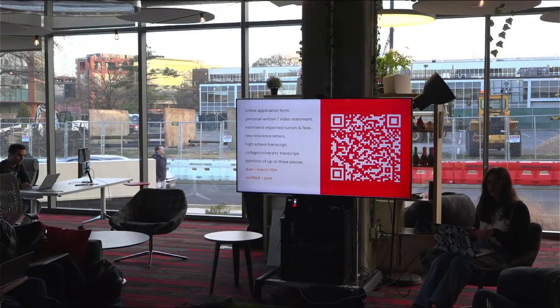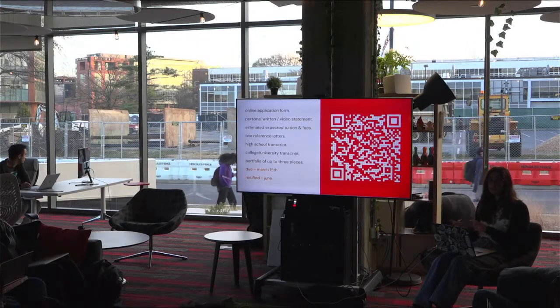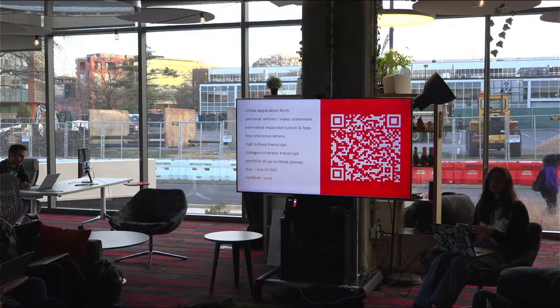You need to include also your estimated expected tuition and fees. They base how much money they give you on how much your educational experience costs. So you may get the full $25,000 per year. You may get less than that depending on your tuition and how much you're able to cover of it. So for example, I get about $12,600, $12,200 per year.